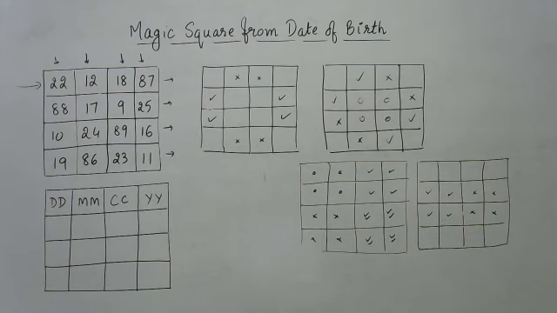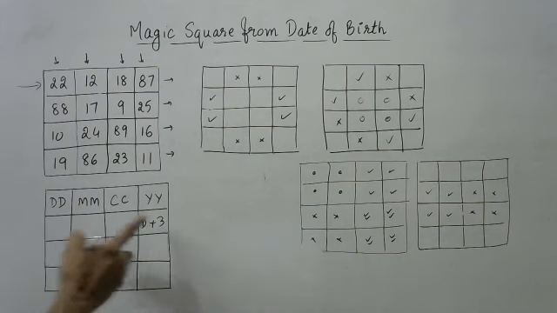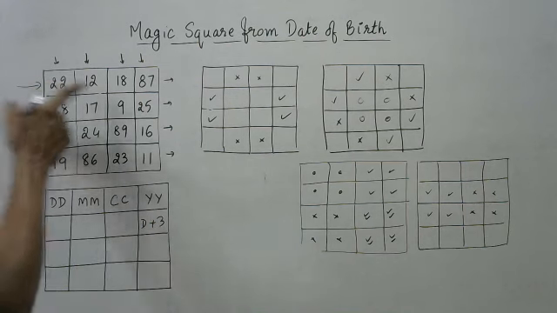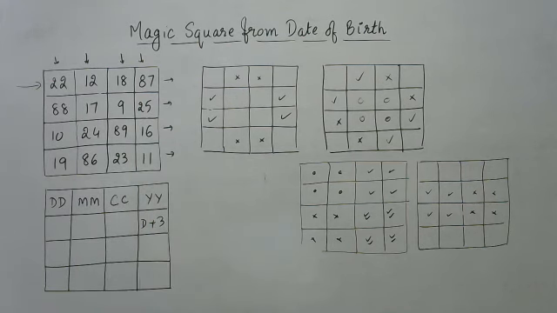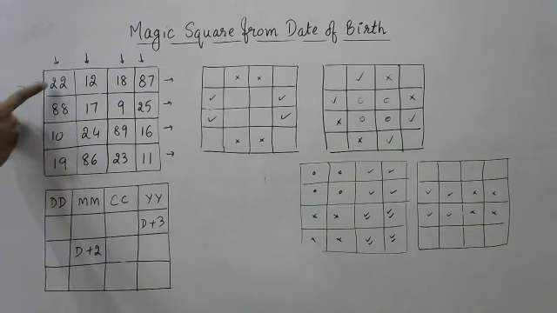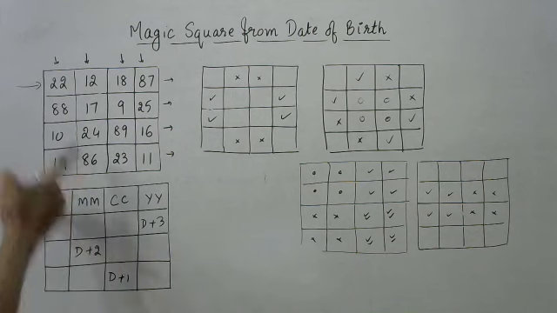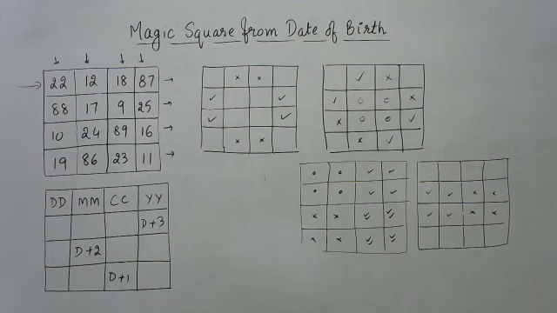Now, how do we write the other numbers? When we have the date here, then date plus 3, whatever that is, should come here. See, 22 plus 3 is 25. Date plus 2 should come here; you can see 22 plus 2 is 24. And date plus 1 will come here, so 22 plus 1 is 23. That will give you the next three numbers.